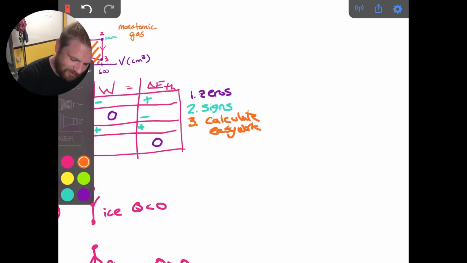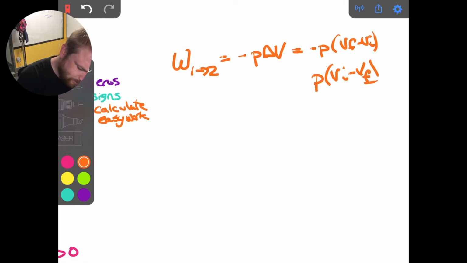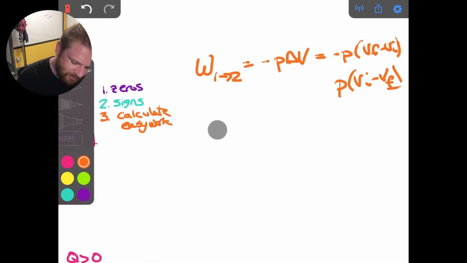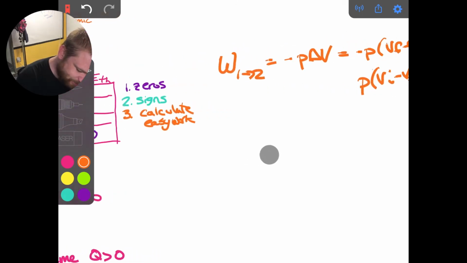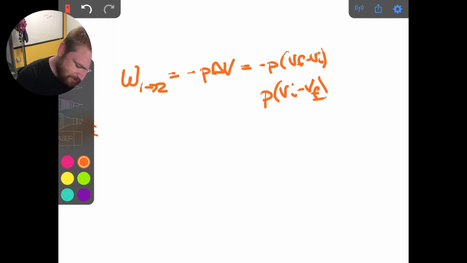I will keep the signs around just to be explicit, but the work from 1 to 2 is equal to minus P times delta V, which is equal to minus P times V final minus V initial, or we can call it P times V initial minus V final and kill the minus sign out in front if we like. The initial volume is this left-hand volume, 100 cubic centimeters, and the final volume is 600 cubic centimeters. So that is a change of 500 cubic centimeters, and so V initial minus V final is actually going to be minus 500 cubic centimeters.